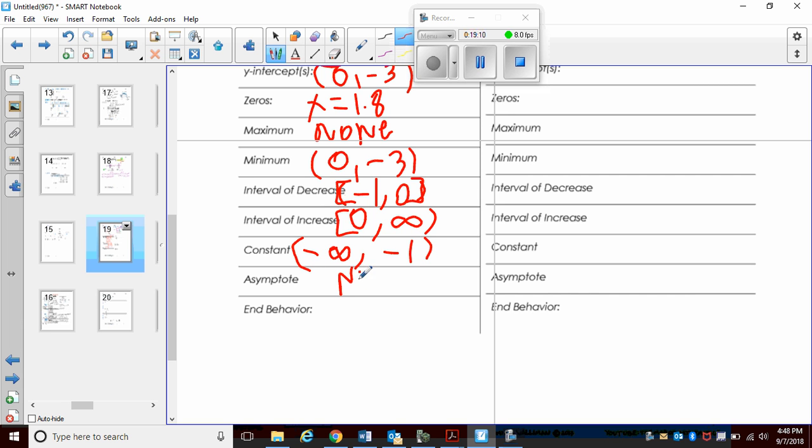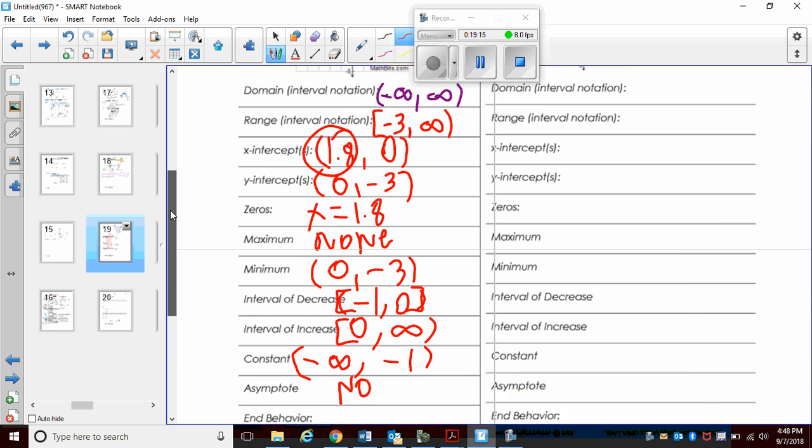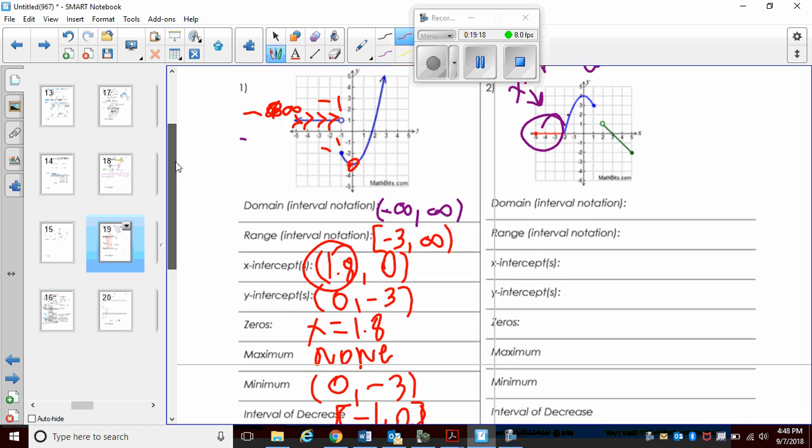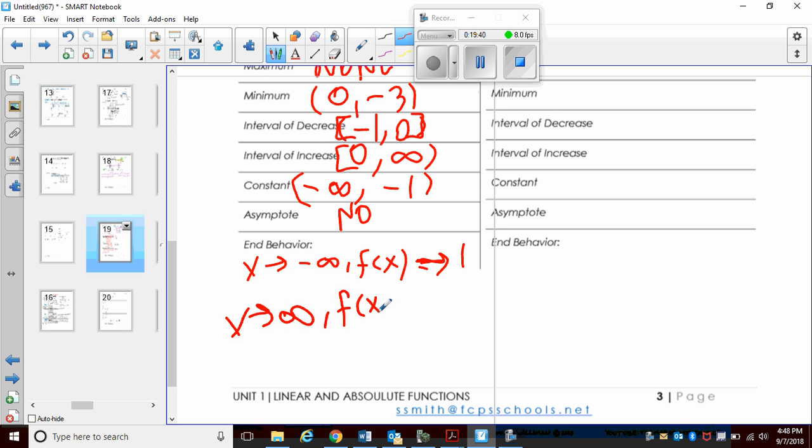There's no asymptotes. The end behavior on the left is that it's going to negative infinity. It's going to 1 on the y values. So as x goes towards negative infinity, the y values, or f of x, goes to 1. As x goes towards the right, or to positive infinity, f of x goes to positive infinity. Okay? So you do the last one on your own.